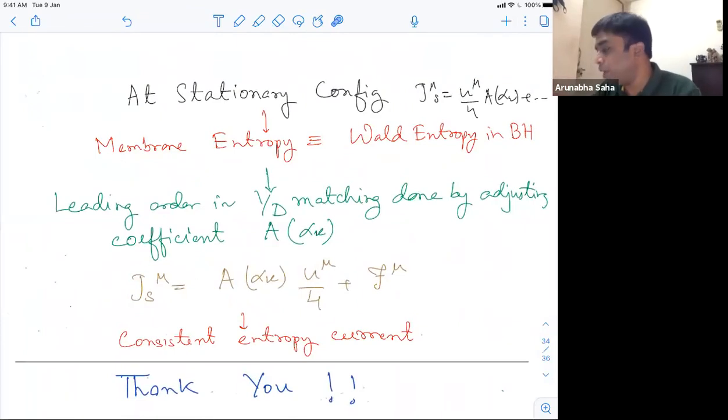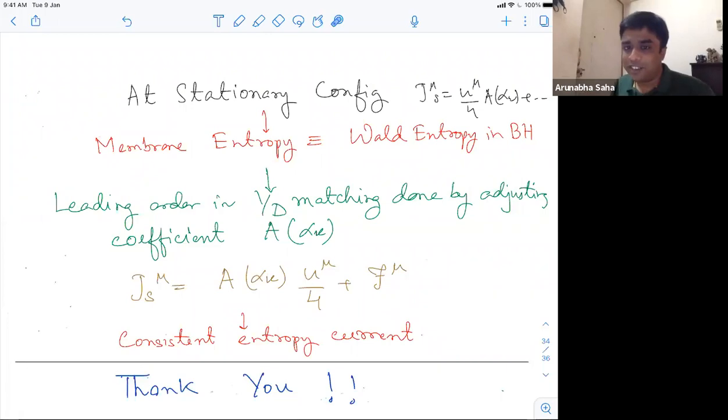At stationary configuration, you can impose one more constraint. For example, I said that I have put in this extra coefficient in front of the velocity field. Also, there are terms that you can add in the entropy current, whose divergence is equal to 0; the entropy current is unique up to some ambiguities, like, the most naive ambiguity, adding terms whose divergence is equal to 0. The point is that now you can demand that the membrane entropy current should match with the corresponding wall entropy at stationary.